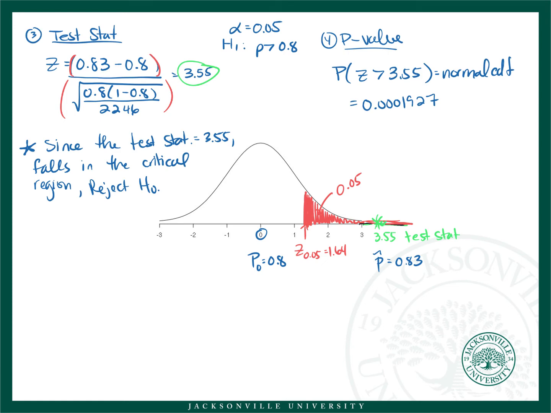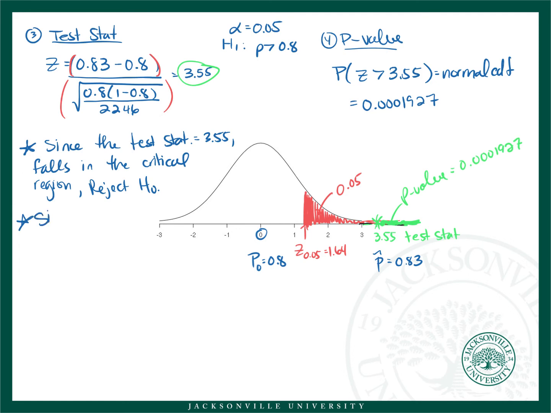And visually, we can see that p-value by this green shaded area. So that's your p-value, which is 0.000197. Okay, so clearly you can see from the picture that the p-value, the green shaded region, is less than the critical region, which is the red shaded region. So we would make the same conclusion about the null hypothesis.